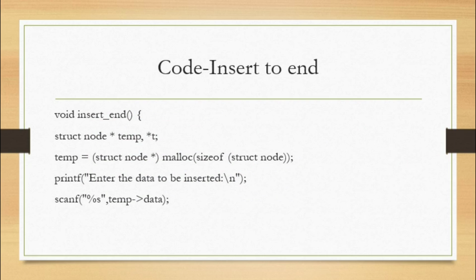Okay, so this is the code to insert at the end. We need to create two variables. Temp we are using for new node creation, and t we are using for traversal in the list.